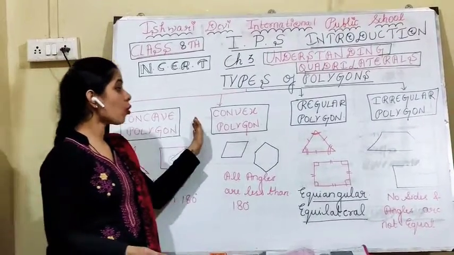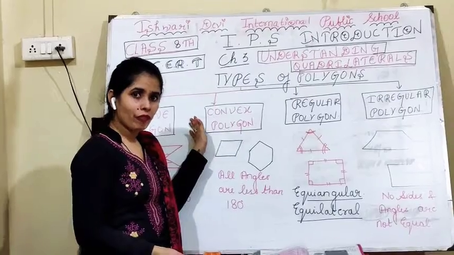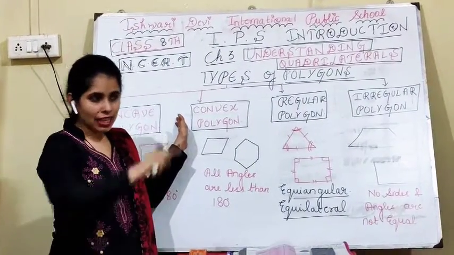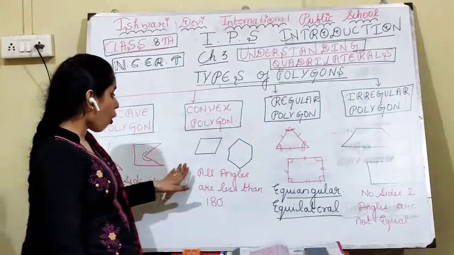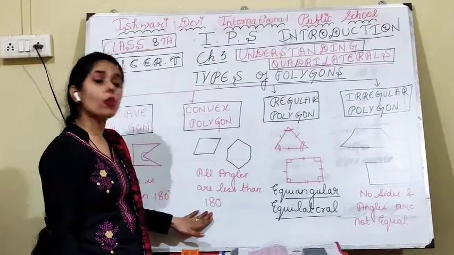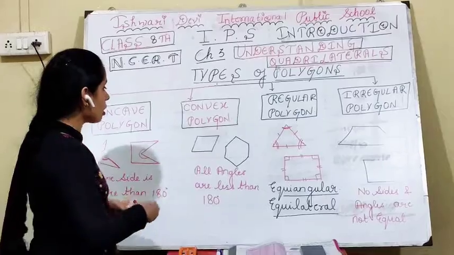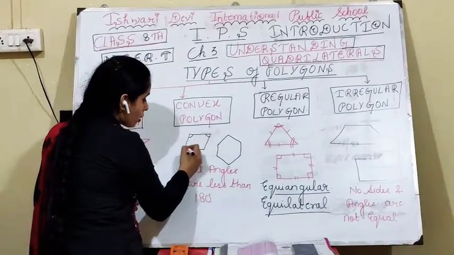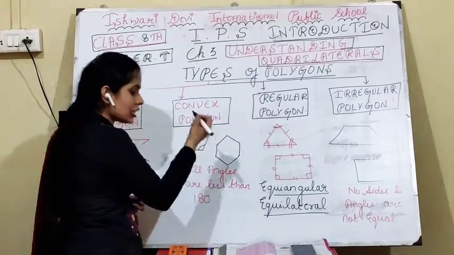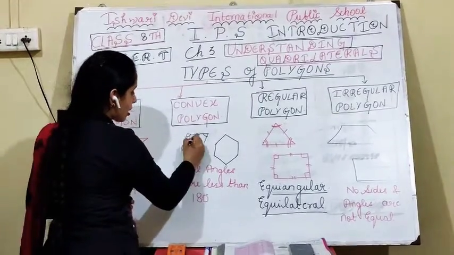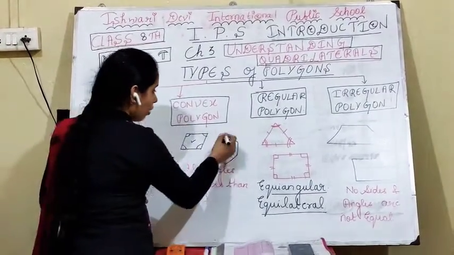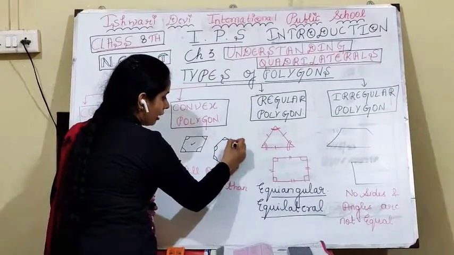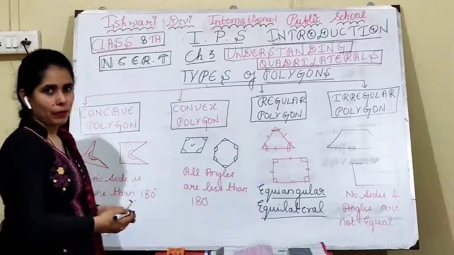Now it comes to convex polygon. Convex means it makes an X shape, like this. That means all the angles are less than 180 degrees. In a convex polygon, all the angles are less than 180 degrees. As this is a quadrilateral, and now this is a hexagon, all its angles are less than 180 degrees.